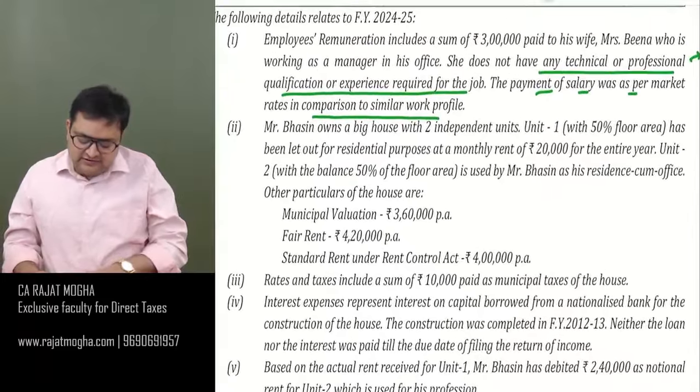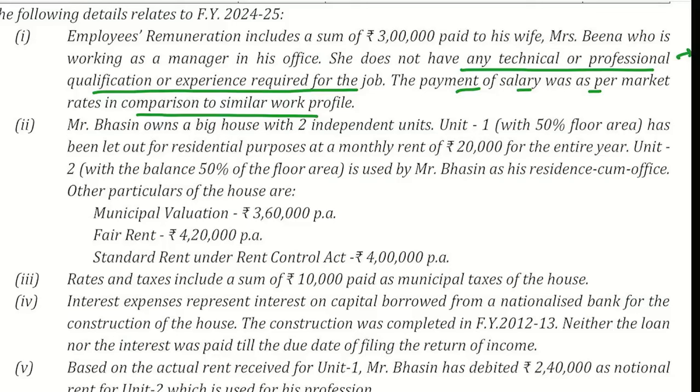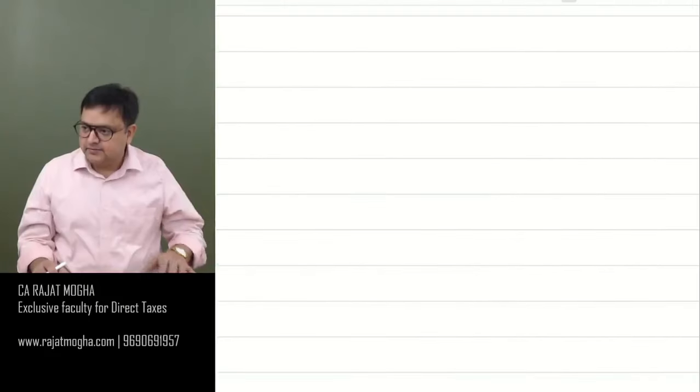Look at the second adjustment. Second adjustment says Mr. Bhasin owns a big house with 2 independent units. Unit 1, 50% floor area. Okay. He has a big house with 2 independent units. Let me make it for you. So he has a big house with 2 independent units. Unit 1, 50%. Unit 2, 50%.